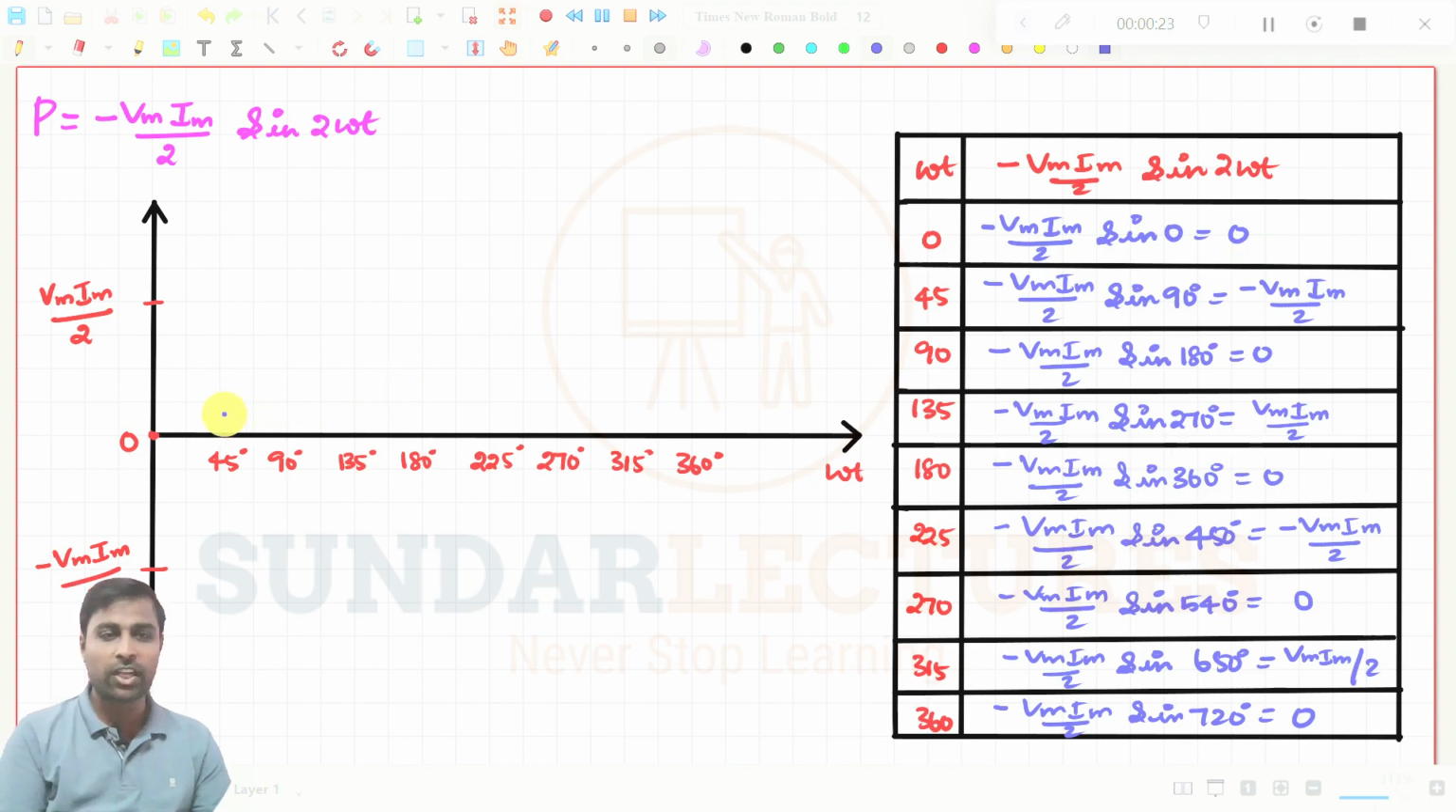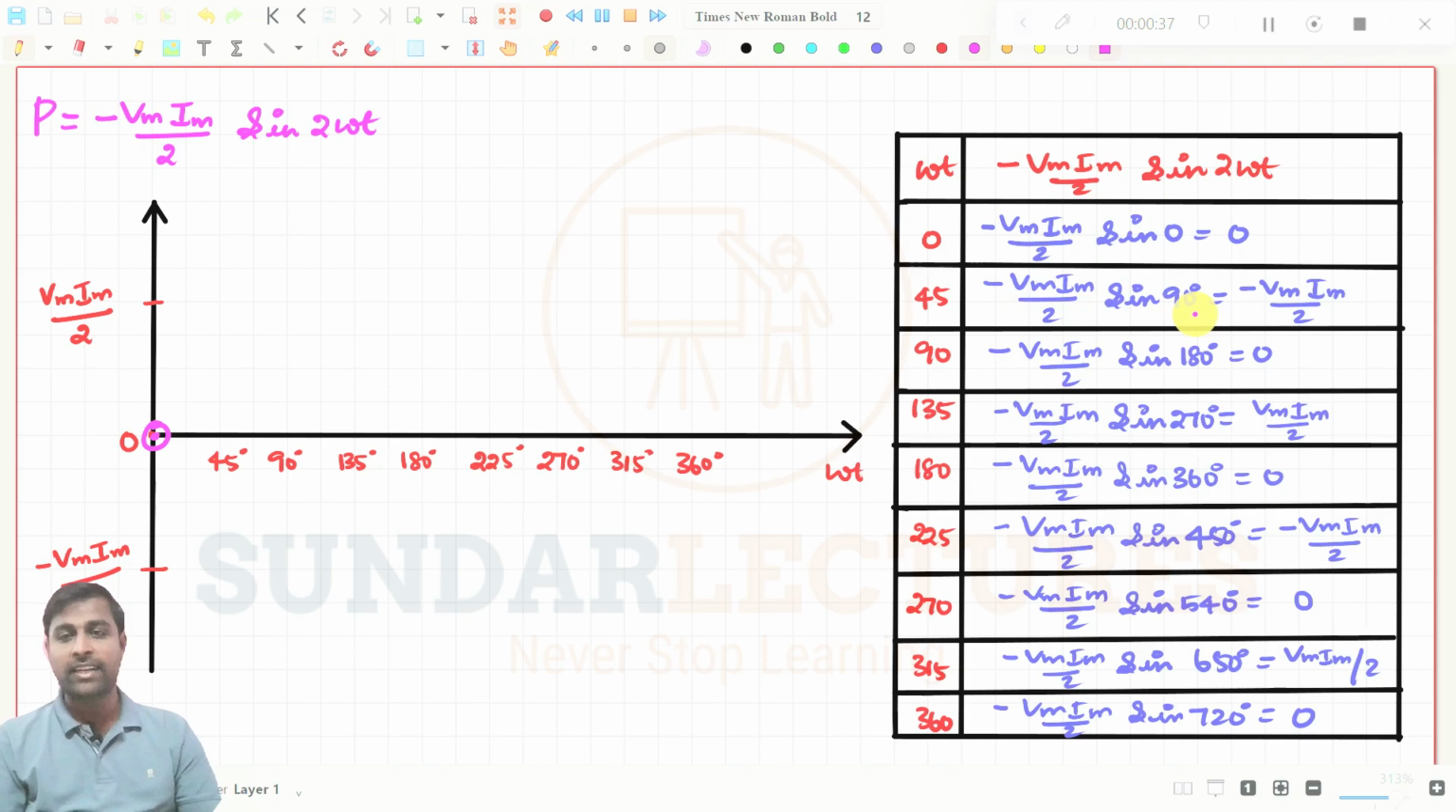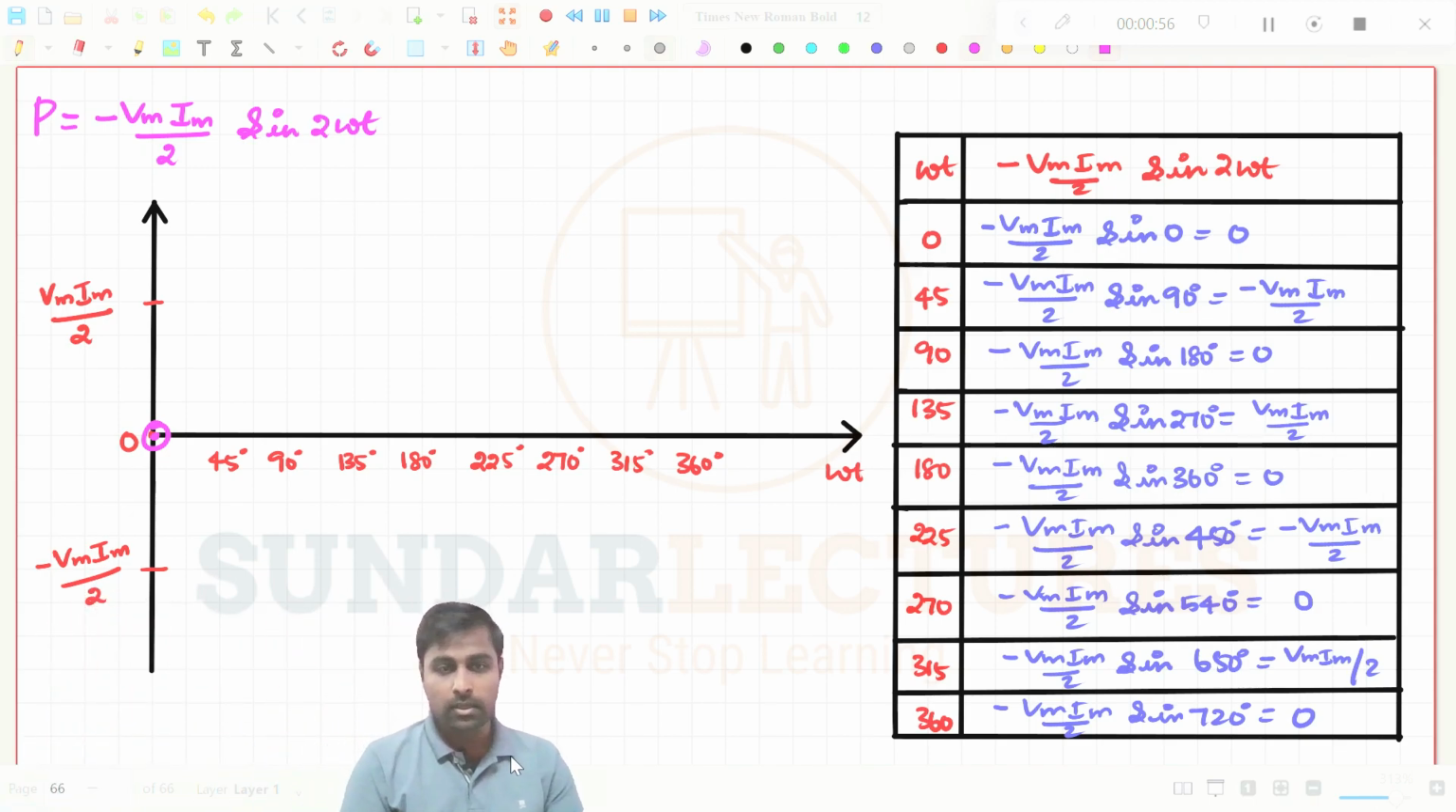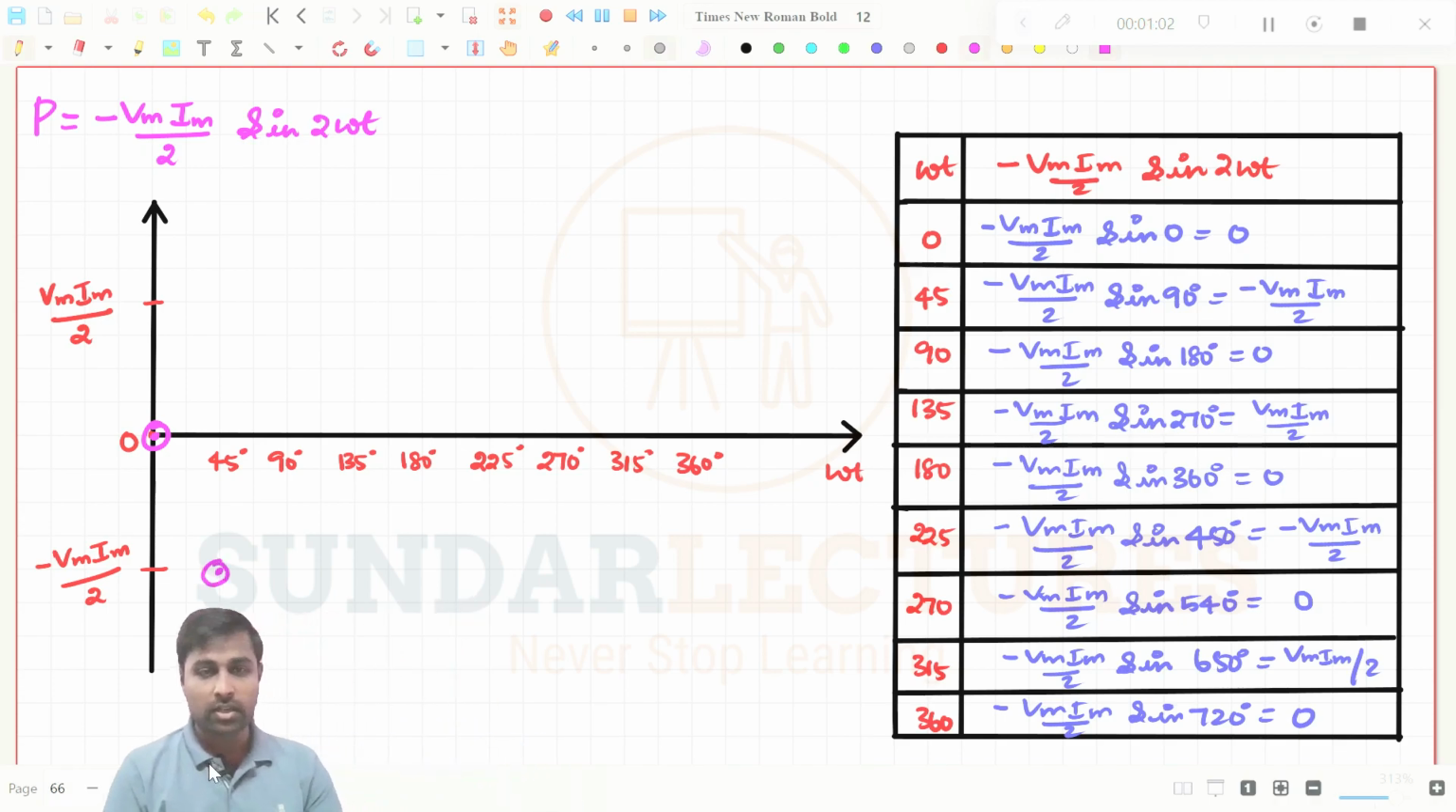So at 0 degree, what is the value? This is nothing but 0, right? So I have just substituted here. At 0 degree, the value will be 0. So at 45 degree, it becomes sin 90. So what is sin 90? Sin 90 will be 1. So the value will be minus Vm Im by 2. So where is minus Vm Im by 2? I have taken this point. So at 45 degree, it will come around here. So I have just marked this down.